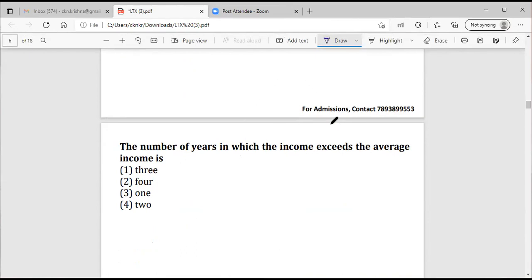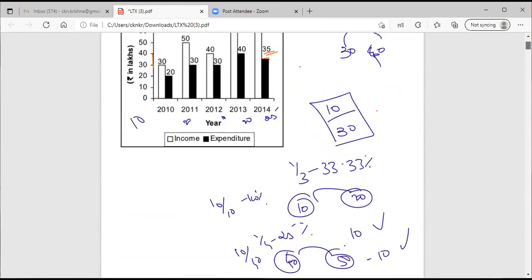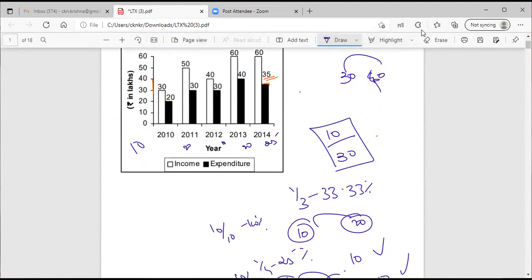The number of years in which the income exceeds the average income is what? Average income ni income exceed kavali ani adigaru. So look at the incomes first. Your income values are concerned, these are the values.